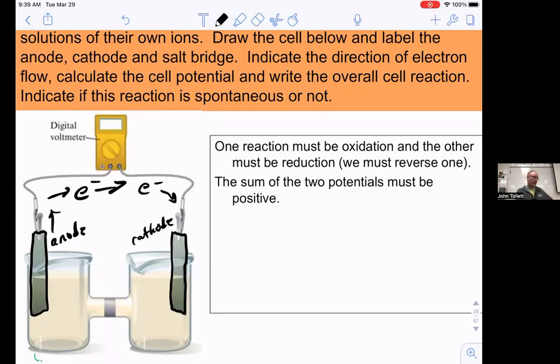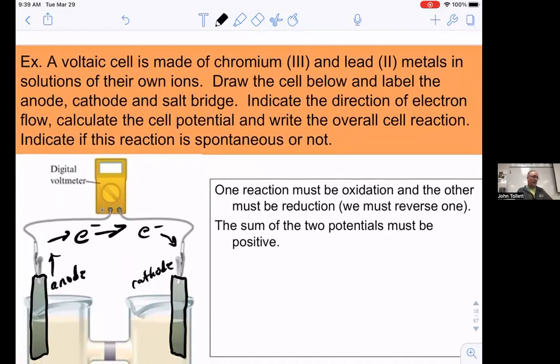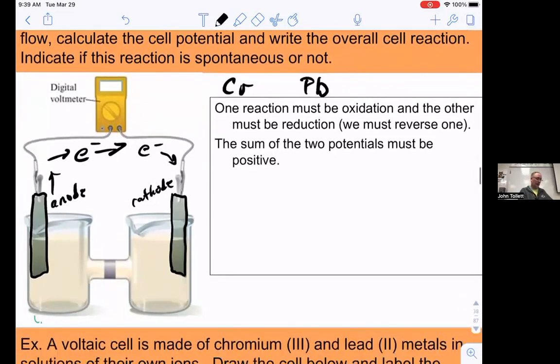And so what I want to do is figure out which one is which. Now they've told me that I have a chromium piece of metal and a piece of lead metal, and my ions are chromium 3 and lead 2. So in solution, I'll have my ions, which are Cr3+, and ions over here that are Pb2+. So I'll also have this labeled as chromium and this one over here labeled as lead.